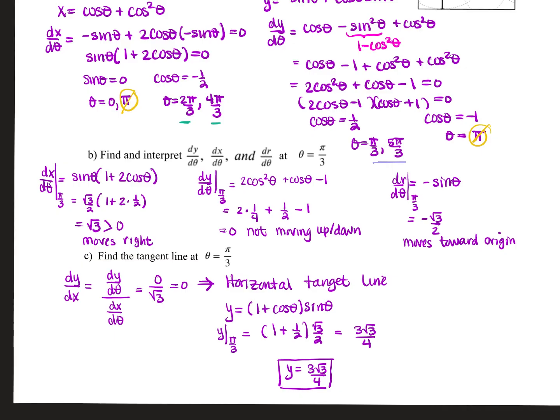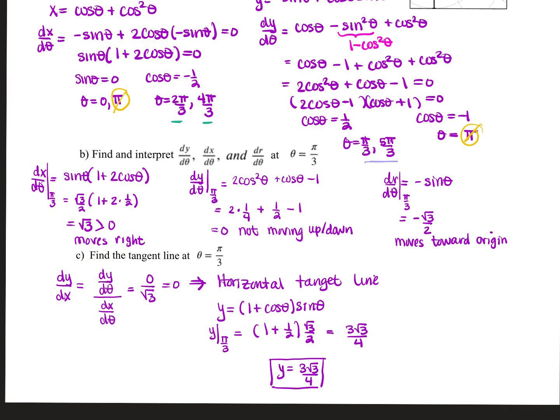The next thing, I want you to find and interpret all these different things. And again, we're going to use that same r value, which was 1 plus cosine theta. So I take the derivatives, and I notice that dx/dθ is positive, so it moves to the right. dy/dθ at pi over 3 is 0. It's not moving up nor down. And dr/dθ at pi over 3, it's moving towards the origin. So let's look at what that is.